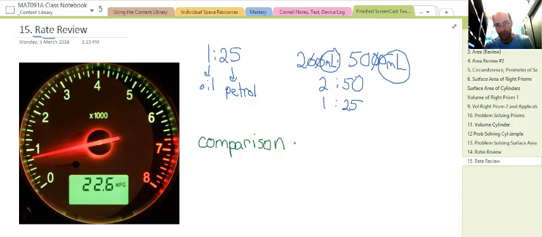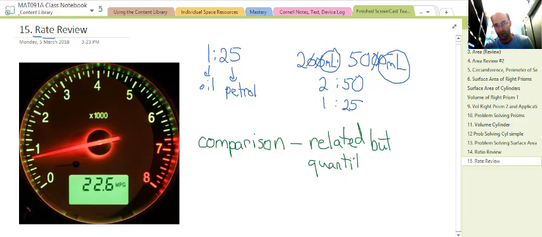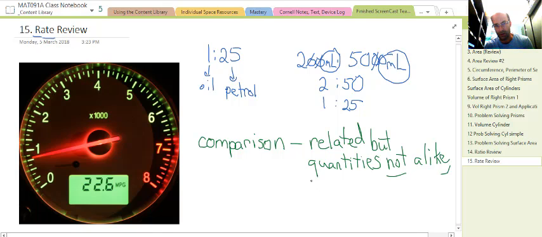These quantities have different units or unlike units, so they're related. Just like with ratio, they were related, but the quantities are not alike, measuring quantities of a different nature. So that makes a rate, which means the units will be different. So that's an important point to note.